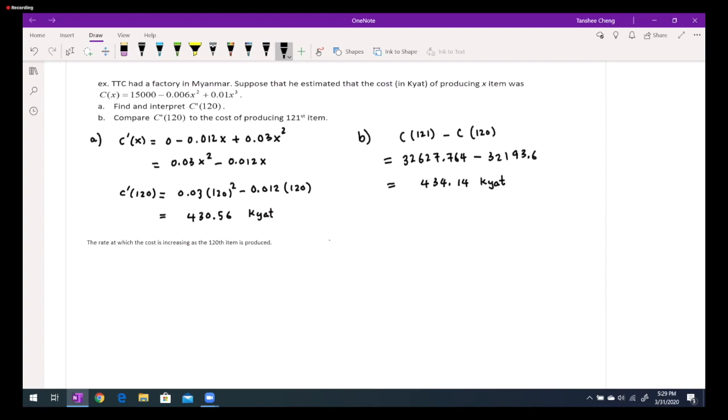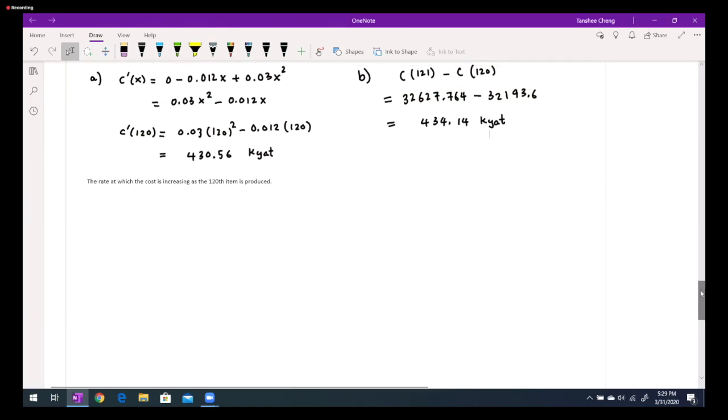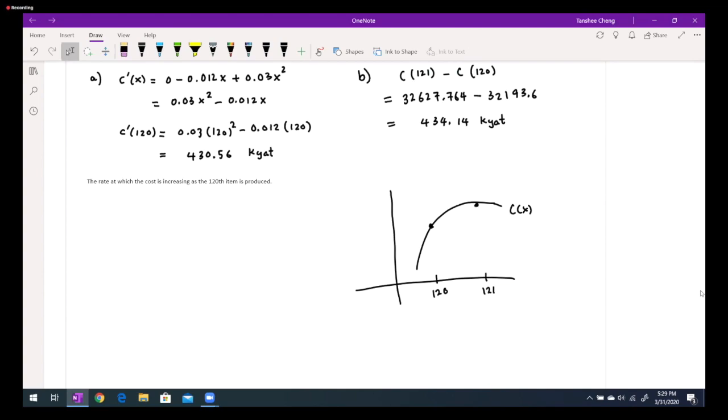Okay. So before I conclude this, I'm going to give you a visualized picture idea that will lead us to why the next session is important. Basically, we're going to do approximations, right? So if you look at this picture right here, let's say this is my cost function, C of x. Right here, this is where we are producing the 120th item, and right here, we are producing the 121st item.